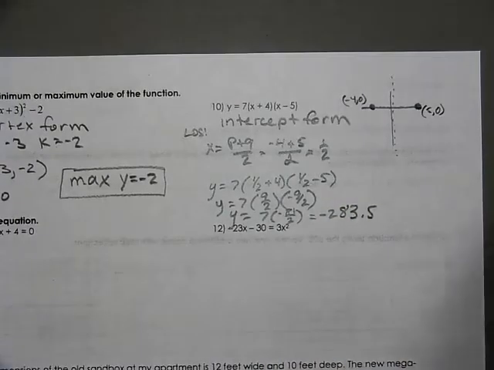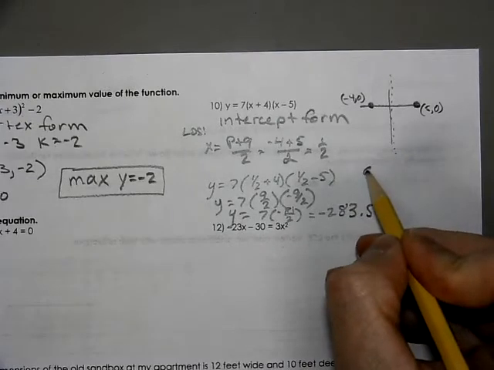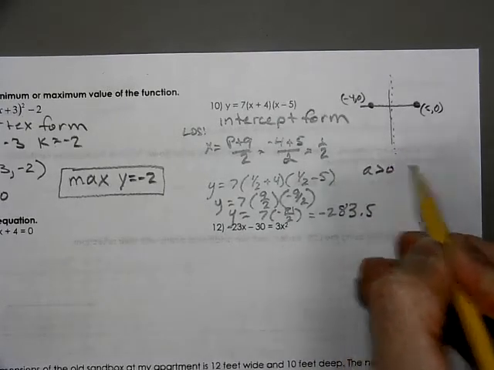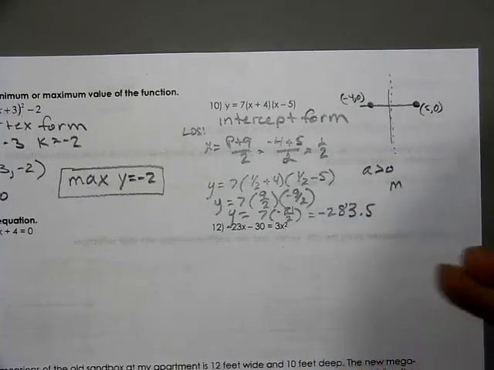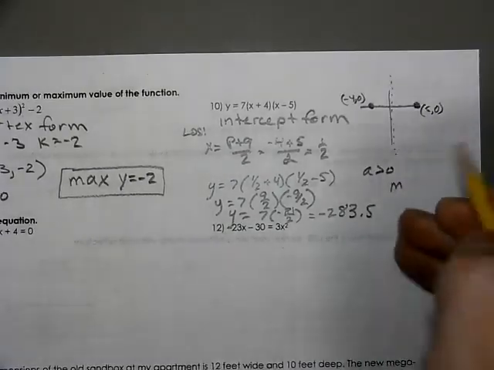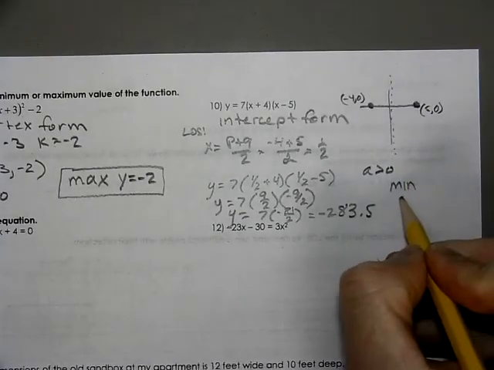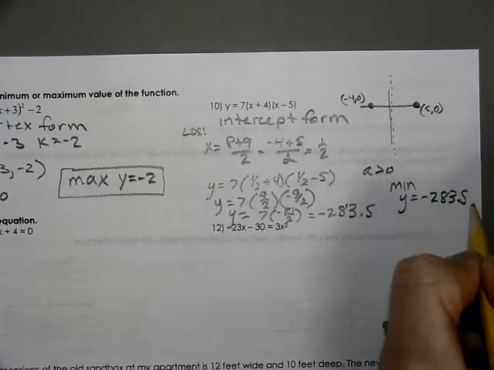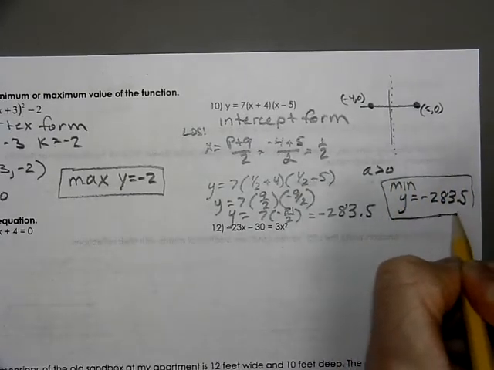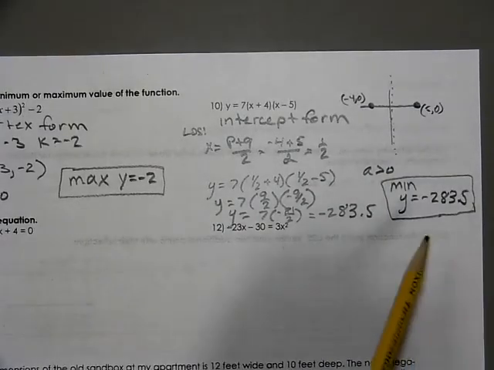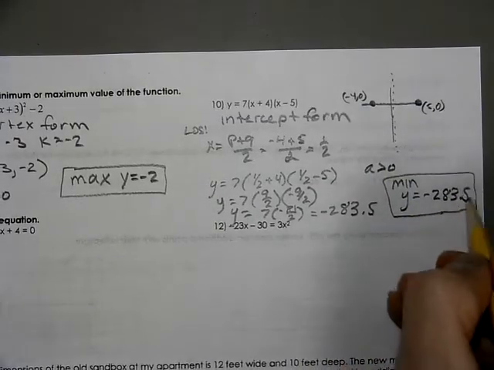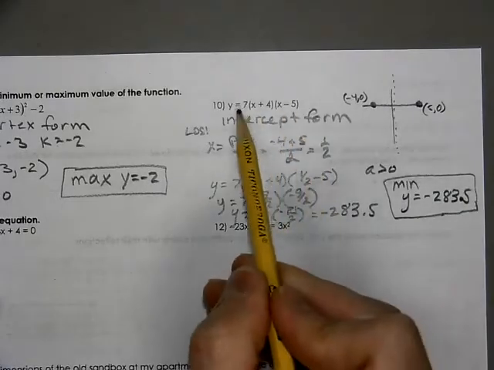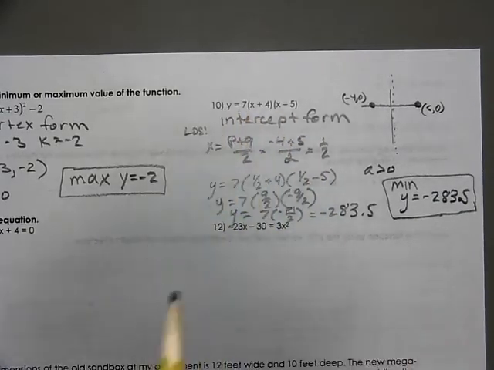-283.5. So because a is greater than 0, we have a minimum value with the y value of -283.5. It's such a squirrely-like number because the a value is so large, it's so narrow, but the x-intercepts are so spread apart.